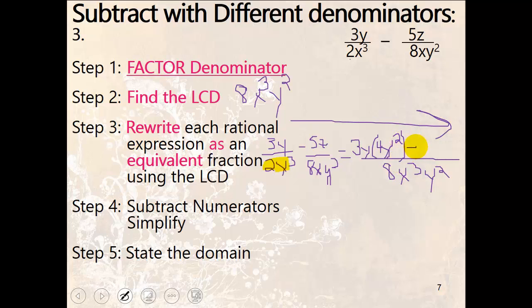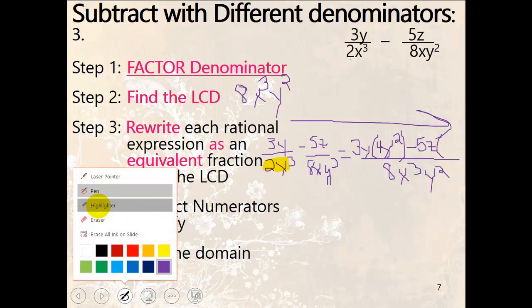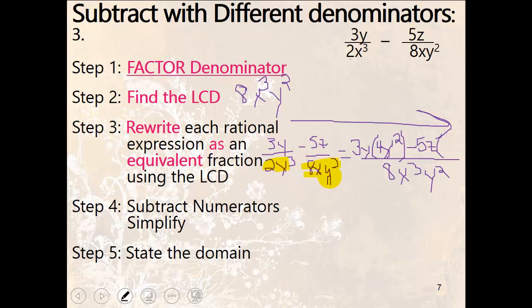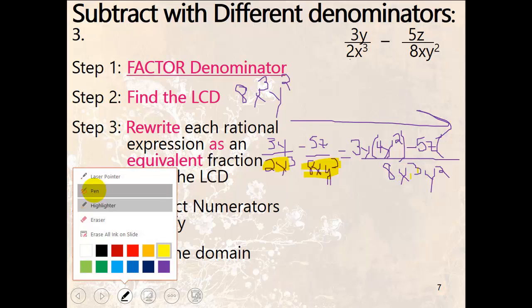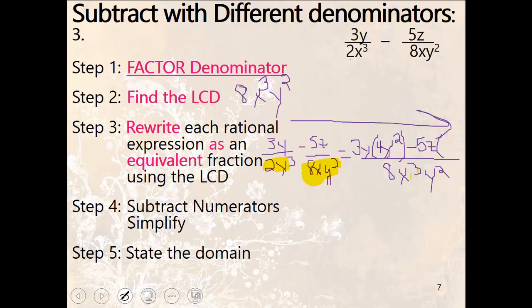Okay, and now I'm going to take my original numerator, and I have to multiply. I have to ask myself, what do I need to multiply 8xy squared by so that I get to 8x cubed y squared? All right, so 8 and 8, I don't need to multiply 8 by anything, that's just 8. The x, I need to multiply it by an x squared. And the y squared, I already have a y squared, so I don't have to multiply that by anything.